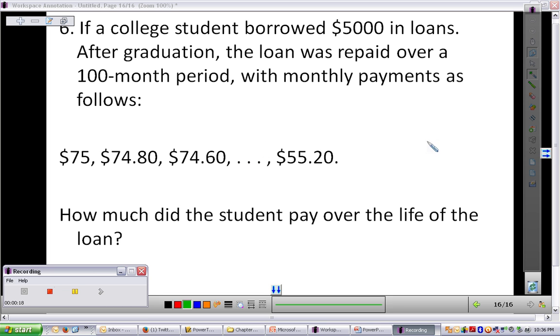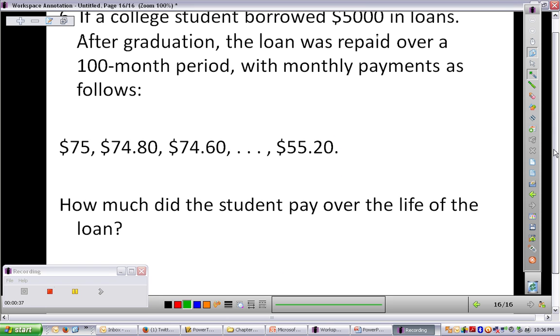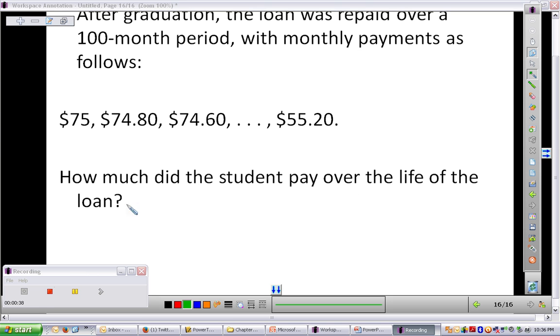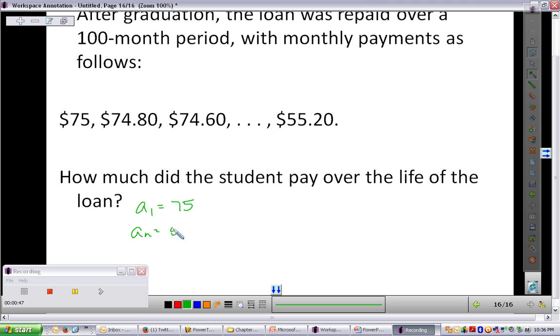It says if a college student borrowed $5,000 in loans, after graduation, the loan was repaid over a 100-month period, with monthly payments as follows: $75 in the first month, $74.80, and so on, all the way down to $55.20. So how much did the student pay over the life of the loan? Let's think about this for a second. Our first term in the series was going to be 75. Our last term, a sub n, equals 55.20.